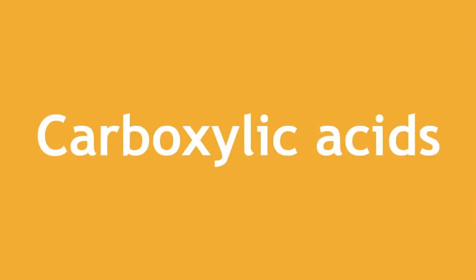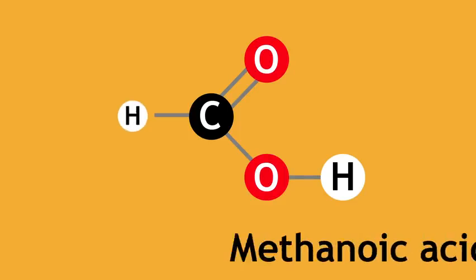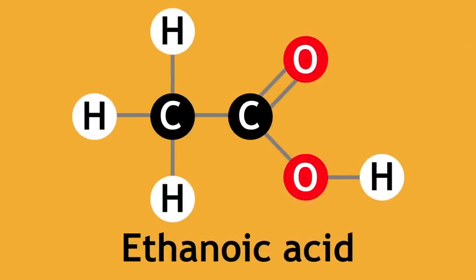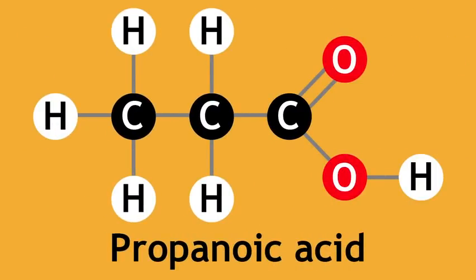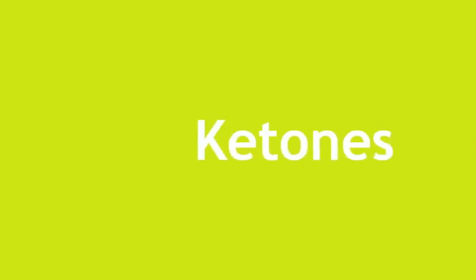Carboxylic acids are another example of a functional group. This is the functional group for a carboxylic acid and gives an organic molecule the name -oic acid. Methanoic acid, ethanoic acid, propanoic acid, and butanoic acid. There are lots more functional groups. Esters, which give molecules a sweet smell and make them useful for perfumes and flavourings.